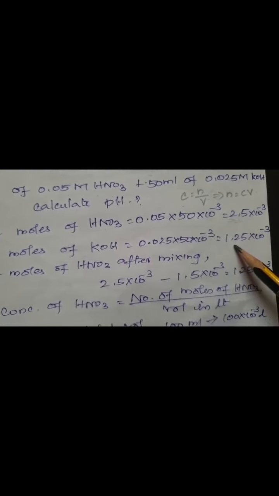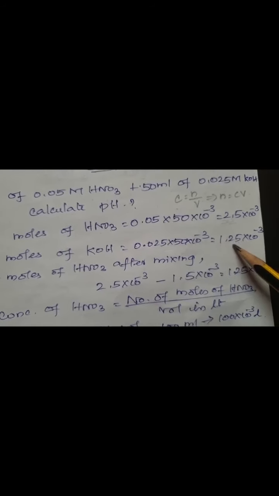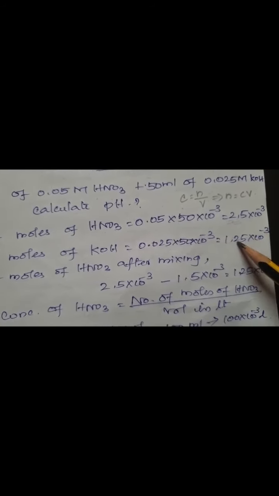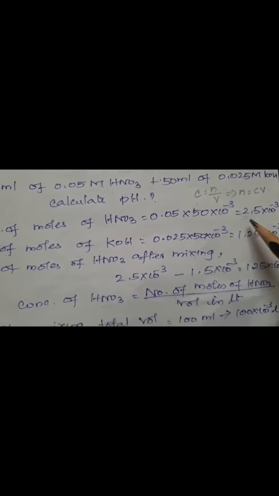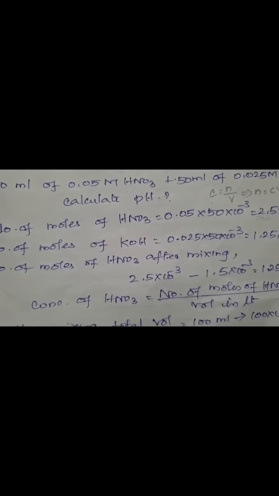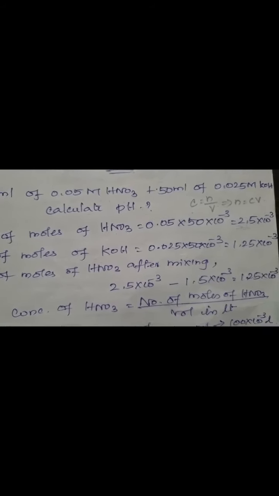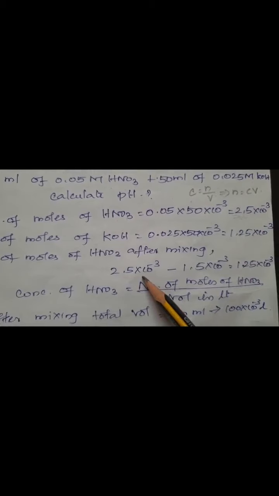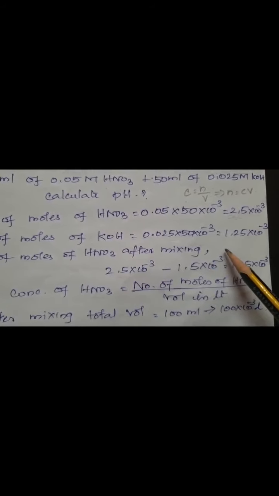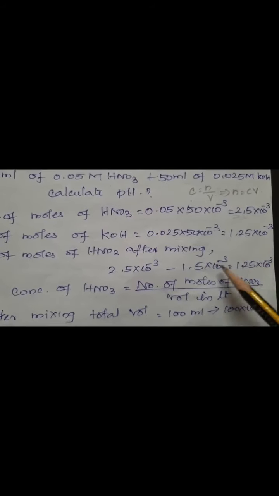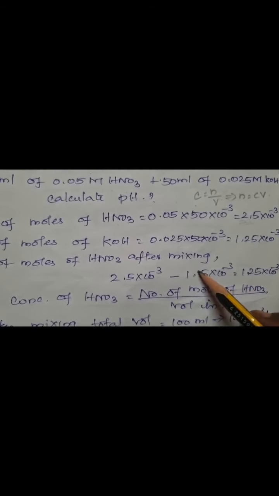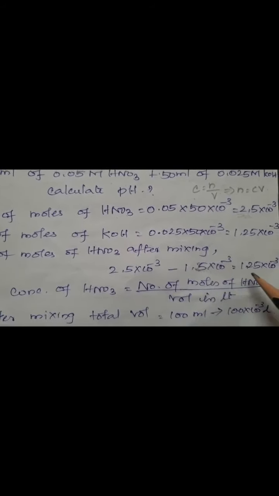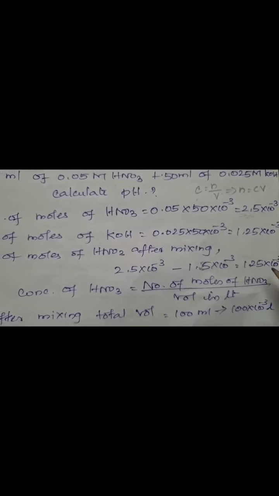The H plus ions will balance only that much OH minus amount, and the remainder is there. Okay, so you have to calculate the number of moles of HNO3 after mixing. After the two are mixed, how much HNO3 will be there? Because HNO3 concentration is more, right? So 2.5 into 10 power minus 3 minus 1.25 into 10 power minus 3, right? So 1.25 into 10 power minus 3 is remaining.